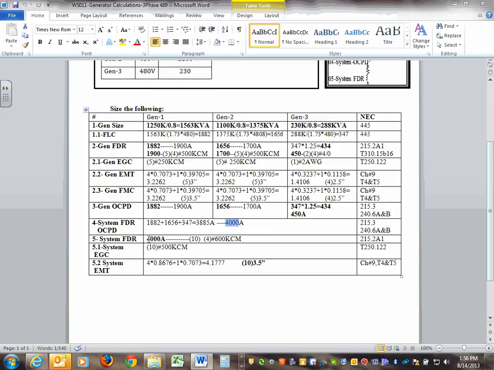Then I sized my conductors based on the 4,000 amp. Here's what I came up with. Look at the size of the equipment grounding conductor here, 500 kcmil. Because you size it based on the 400 amp, your equipment grounding conductor coming from the circuit breaker into your switchgear is going to be 500 kcmil, if the circuit breaker is located on the generator. And then you size the conduit that's bringing that power from the system all the way back to the building.